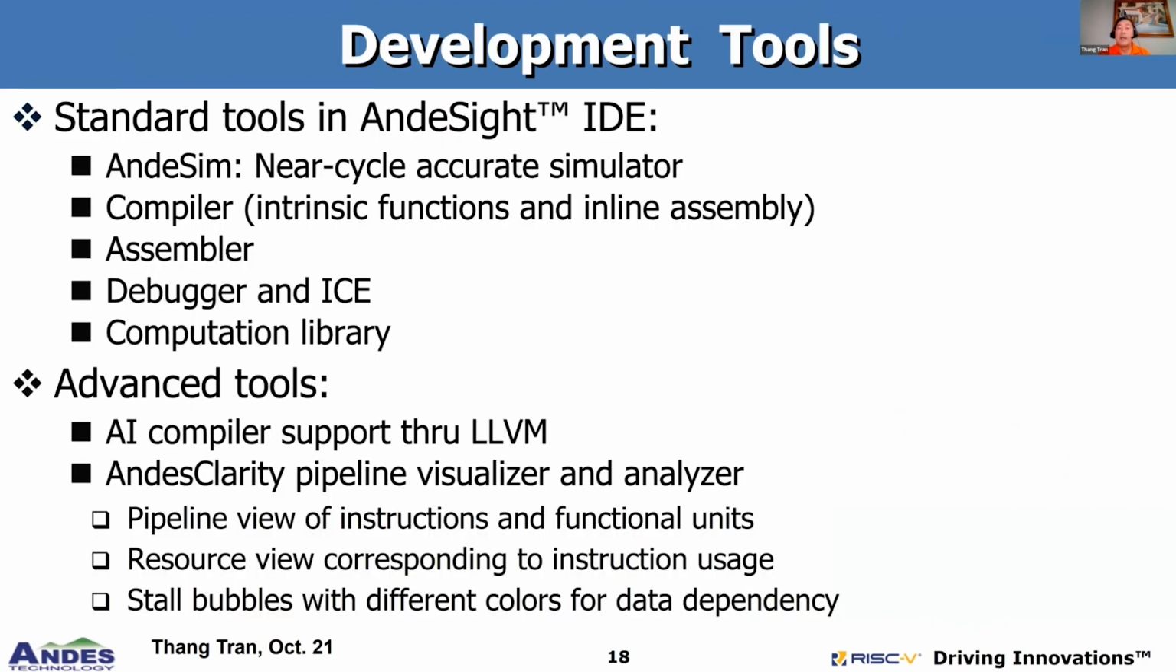We have a full tool set of simulator, compiler, assembler, and debugger for both CPU and VPU. Clarity is the simulator, which supports LLVM. Clarity is what we call the cycle-accurate simulator, and it provides a visualizer and analyzer. It provides the pipeline view of the instruction and the functional unit, and the resource view corresponding to the instruction uses, with stalls and bubbles in different colors for data dependency.